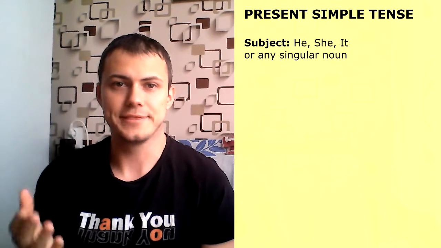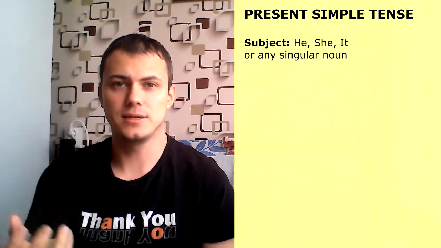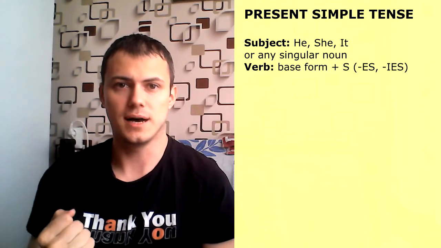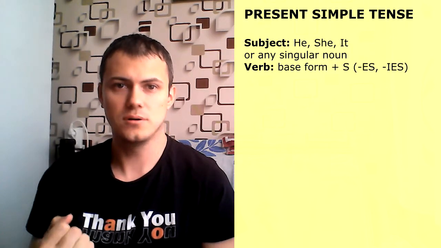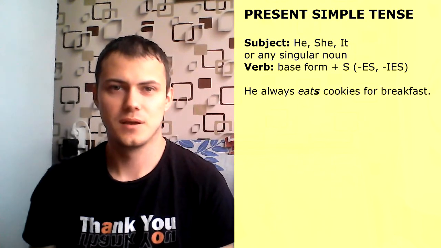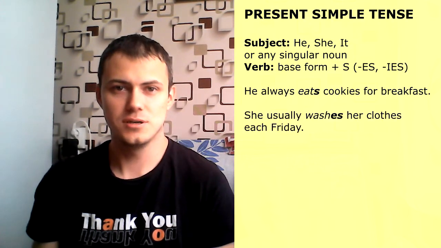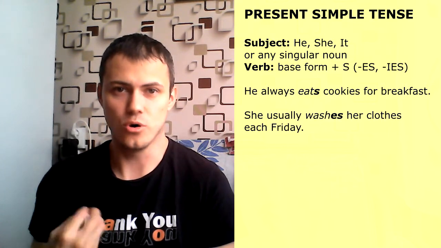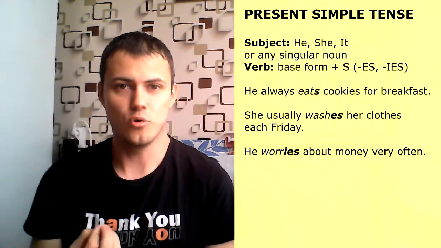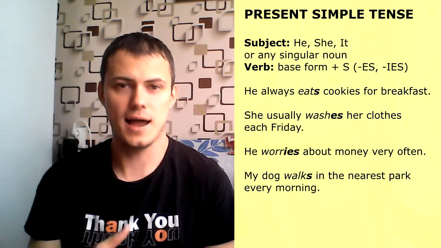In case when the subject of the sentence is he, she, it, or any singular noun, we should use the base form of the verb plus s or es at the end of the verb. For example, he always eats cookies for breakfast. She usually washes her clothes each Friday. He worries about money very often. My dog walks in the nearest park every morning.